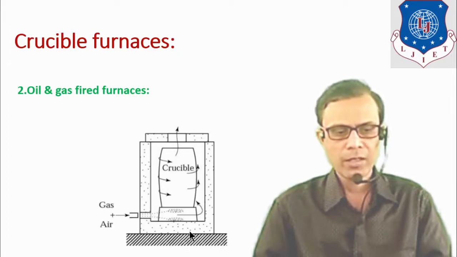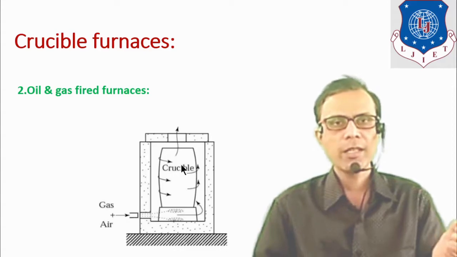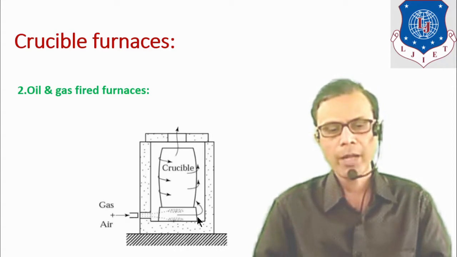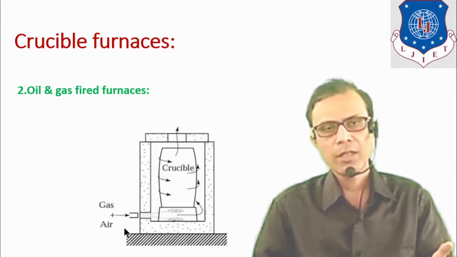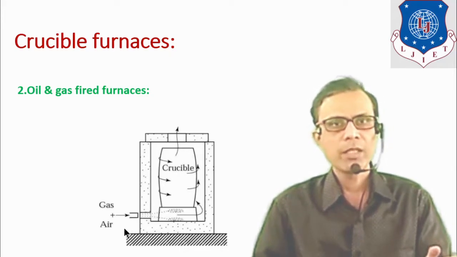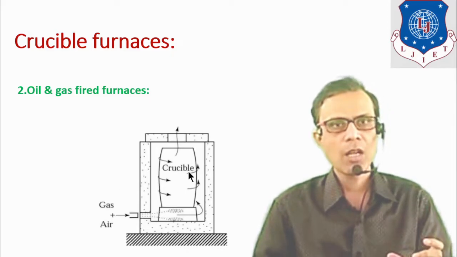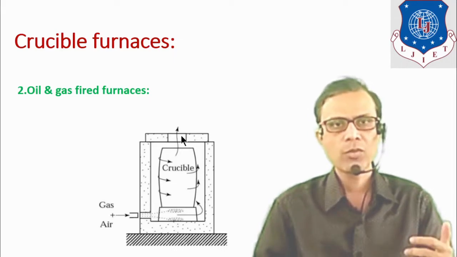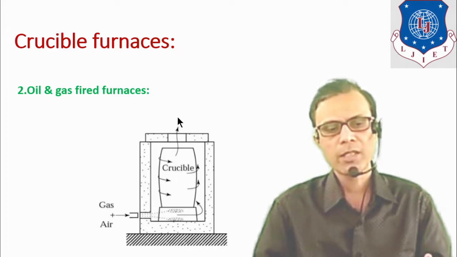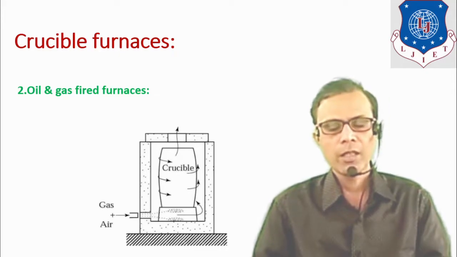The outside of this furnace, it means the shell of this furnace, is made from refractory material. The crucible is placed over the pad which is at the bottom of the furnace. Gas and air is supplied by the blower to this furnace area, and it will surround the crucible and then move in upward direction. Exhaust gases will be removed from this direction, and in this way the metal is melted.